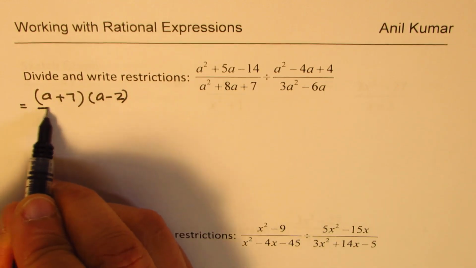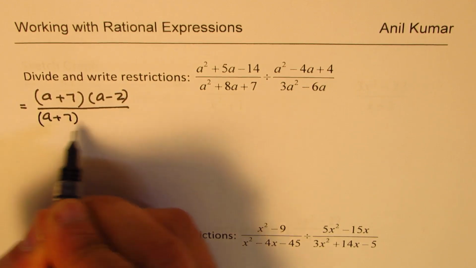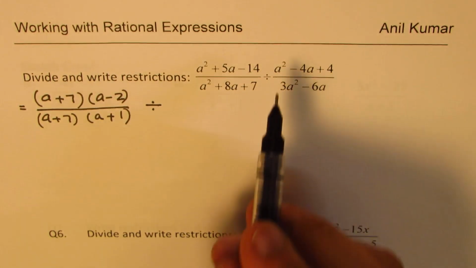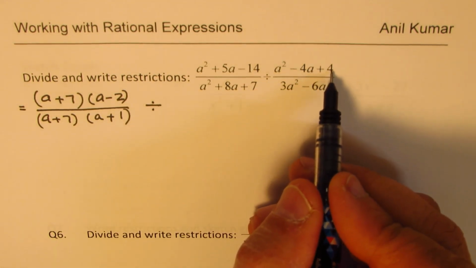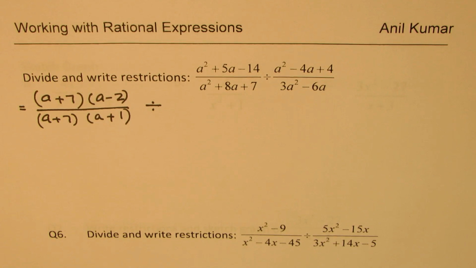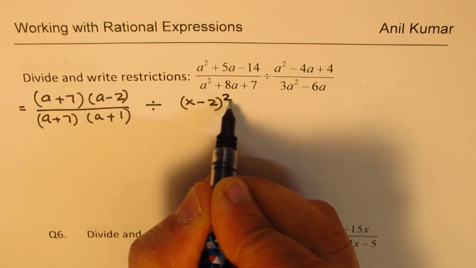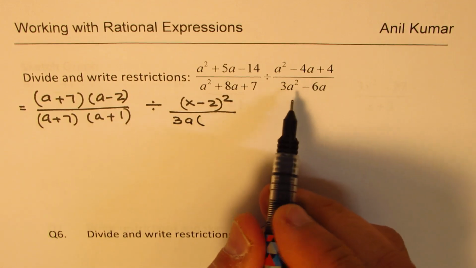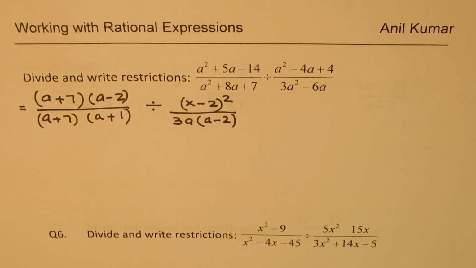That becomes the numerator. As far as the denominator is concerned, 7 times 1, so we get (a + 7) times (a + 1). So that is the first term, divided by this term, which is a squared minus 4a plus 4. You could write this as 2 times 2, and we need minus 4. So that means both negative. So I could write this as (a - 2) whole squared, right? And in the denominator, we have 3a common. We are left with a minus 2. So you really need to be an expert in factoring whenever you're working with rational expressions.